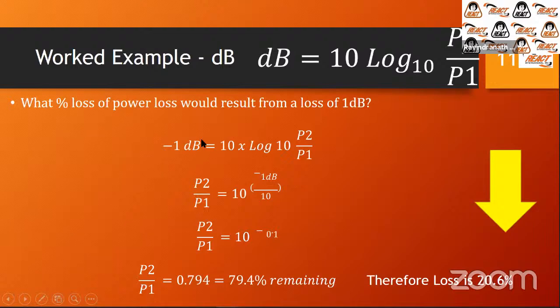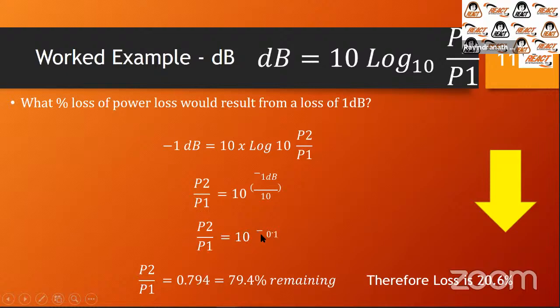So what we do, we use the same formula that we used before, that is dB is equal to 10 log to the base 10 P2 over P1, power 2 over power 1. And we plug in the values that we know. And we use algebraic manipulation, and we end up with P2 over P1 on this side is equal to this result. When we work that out, we get P2 over P1 is equal to 10 to the power of minus 0.1. That is equal to 0.794.